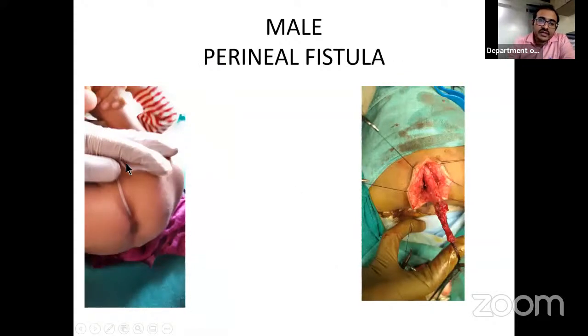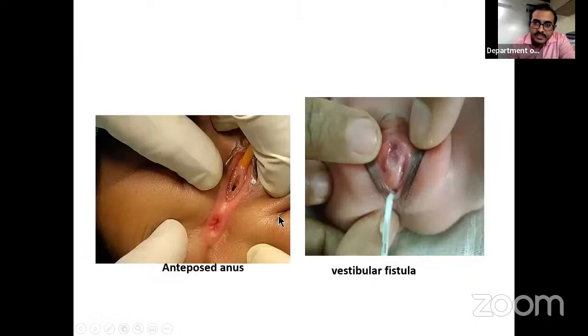This is another patient with low anomaly. This patient has a perineal fistula. So well-developed perineum, deep perineal groove, and this is an intraoperative picture. You can see this is his fistula, and from here there is normal caliber rectum. This is a female patient who has an anteposed anus. The anus is in the anterior. This could be the normal position of the anus, but here there is a strip communicating between the fourchette and anus, and this is a vestibular fistula.